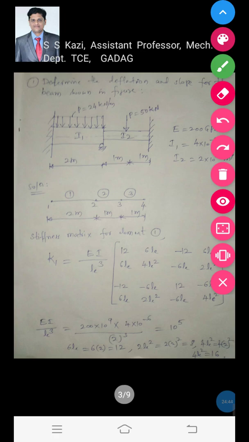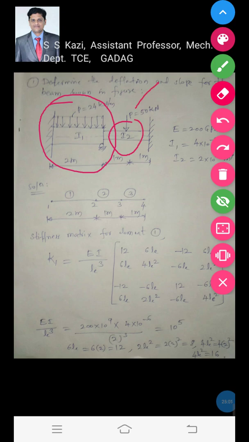See here, you can observe here it is subjected to UDL on the first element. That's why I wrote it using the formula F1 M1 F2 M2. Next, for node number 3 I wrote the F3 value, but the M3 value I wrote 0 because there is no applied moment here. Here, for F4, there is no applied force and there is no applied moment.